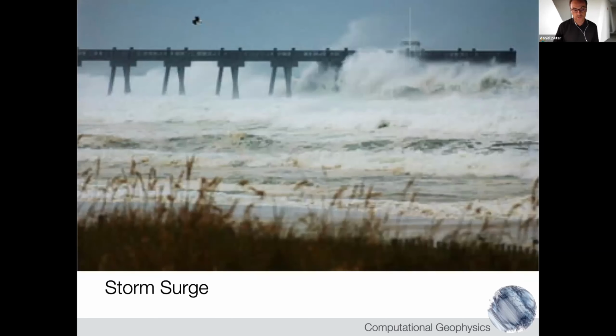common used equation. And I don't know if you know what storm surges are. Have you ever heard of a storm surge? Not yet.